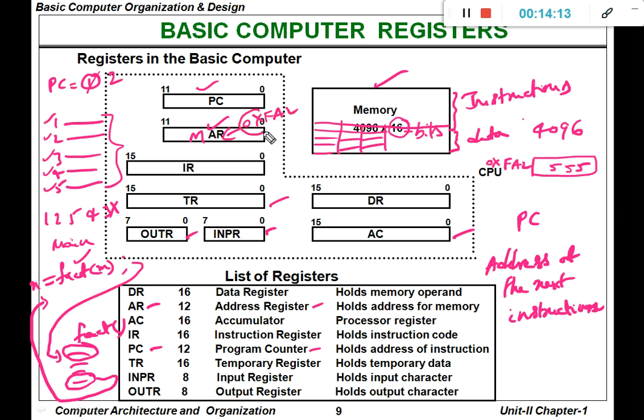How many hexadecimal digits are there here? 0x represents a hexadecimal value: F is 1 hexadecimal digit, A is 1, 2 is 1. So how many bits are needed? 4 plus 4 plus 4, 4 into 3, 12 bits are needed. That is why you can observe that the address register will have 12 bits of storage.